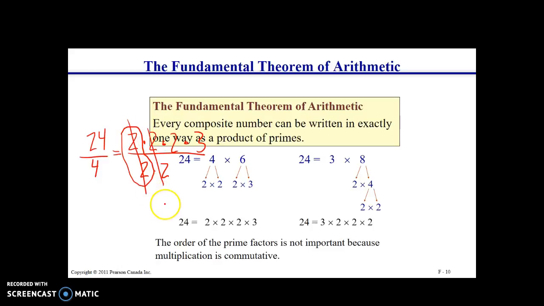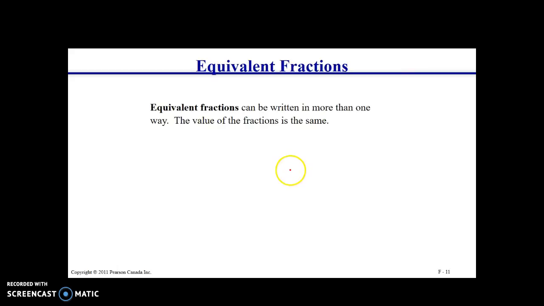I can get rid of this other pair as well. So what we have left on the top is 2 times 3, which is 6, and then over the bottom is just a 1. So our answer would be 6, or 6 over 1 if you want it as a fraction. Okay, so that's kind of the idea there.